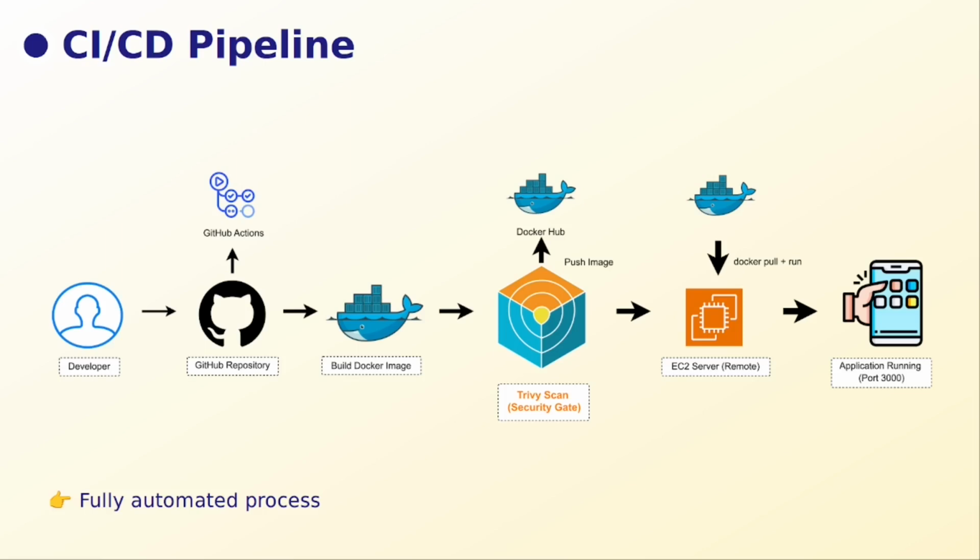Step 5, it uploads the scan report for visibility and auditing. Step 6, if the scan passes, it pushes the image to Docker Hub. Step 7, finally, it deploys the image to AWS EC2. The entire process is fully automated. This means no manual steps, no human error, and faster, more reliable deployments. This is the power of CI/CD combined with security.